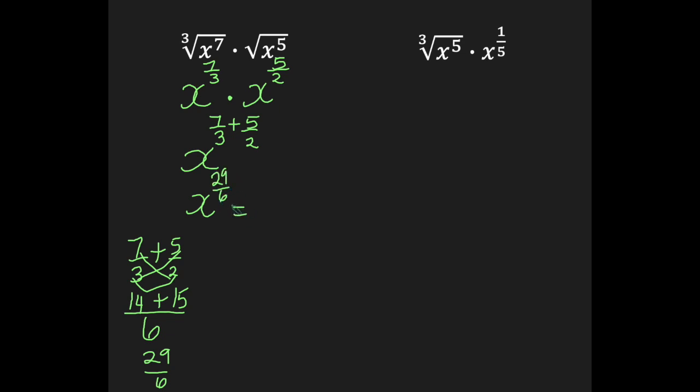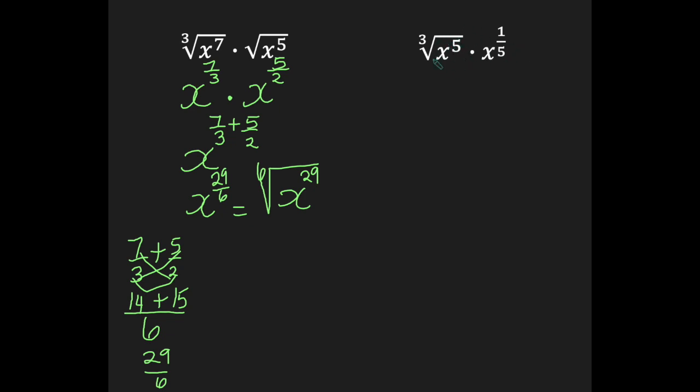And if I change it, because sometimes on the task test, they'll give you this, you convert everything to the exponent form, but their answers are in radicals. So when you get here, you have to take it back to the radical form. So my base is x, my root is 6, which is here. So my 29 is my power.